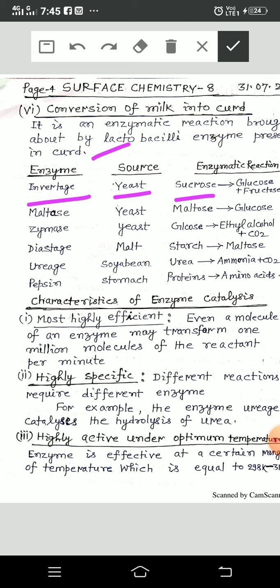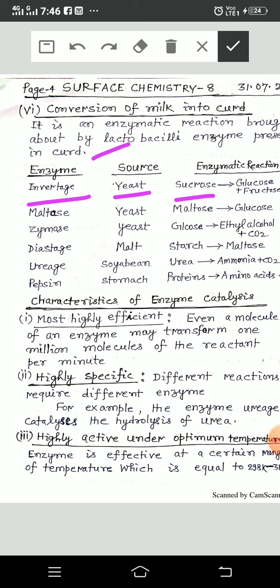First, most highly efficient, means it should be highly efficient, because even a small amount of curd can convert a large amount of milk into curd. So this is the meaning of the most highly efficient. Highly specific means different reactions require different enzymes. For example, the enzyme urease catalyzes the hydrolysis of urea. This is the meaning about it, means different reactions require different enzymes.